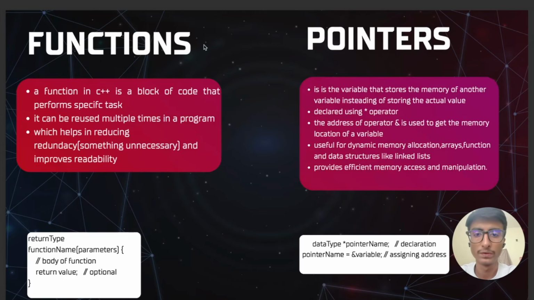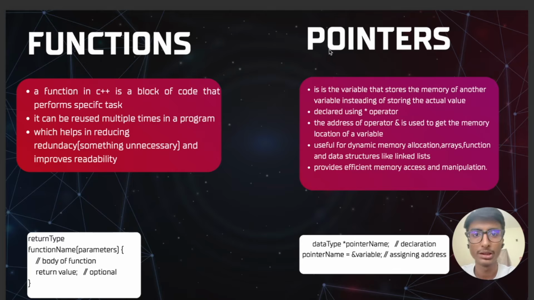Now we will come to functions and pointers. A function in C++ is a block of code that performs specific tasks. It can be reused multiple times in a program, which helps in reducing redundancy, that means something unnecessary, and improves readability. This is the syntax of the function. And in my project, I also used pointers.